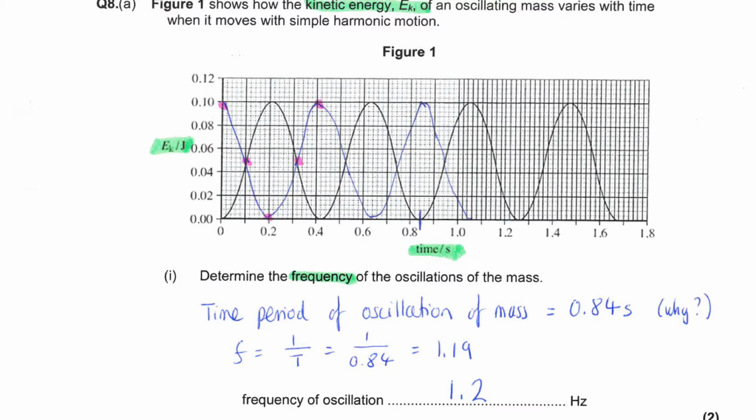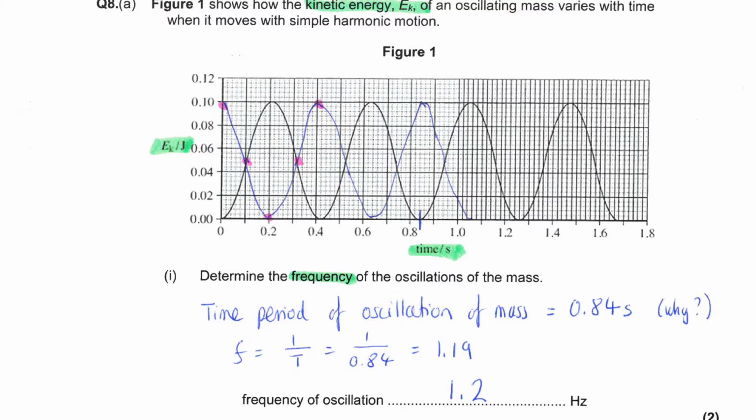Periodic motion, question 8. The diagram shows how kinetic energy of an oscillating mass varies with time. And you're told that we're considering simple harmonic motion. First part, you're asked to find the frequency of the oscillations of the mass.